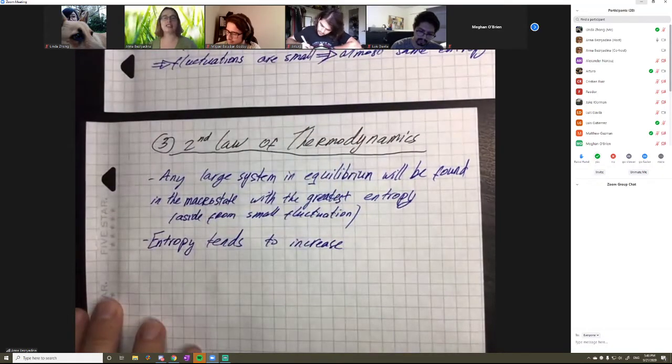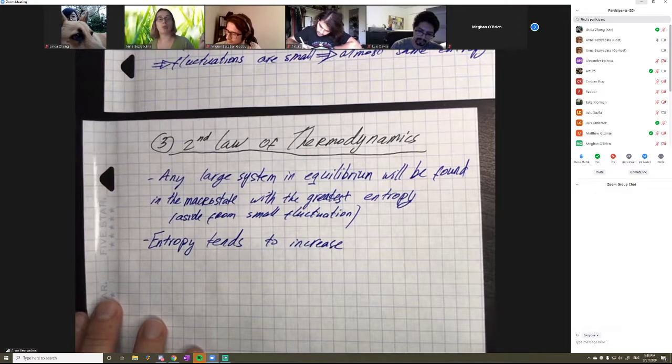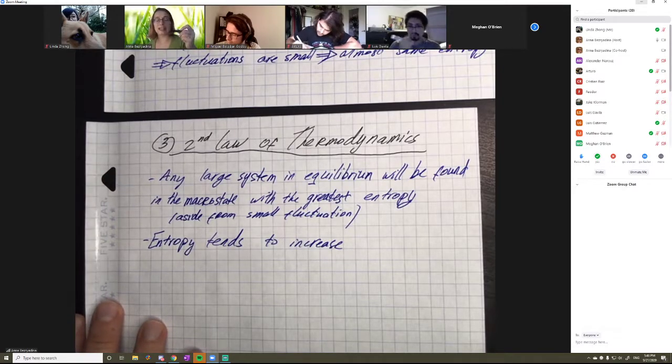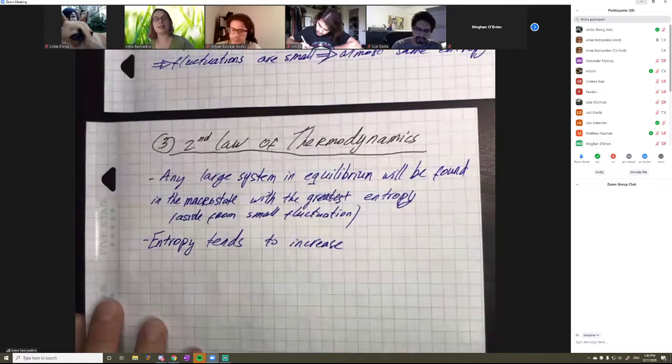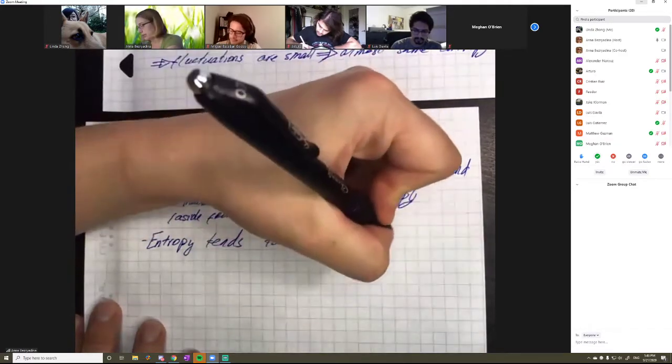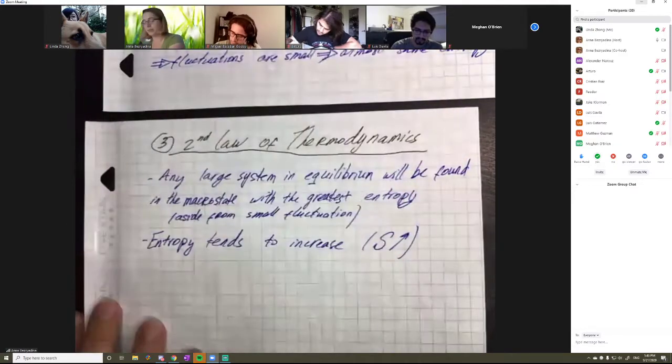So if we have a system not in equilibrium, what will happen in this case? It will go to a situation of greater entropy, which implies that entropy will increase. Okay.